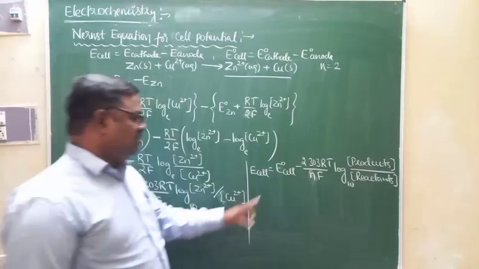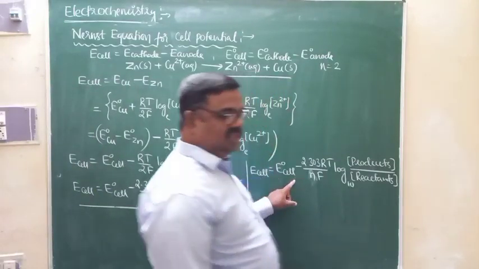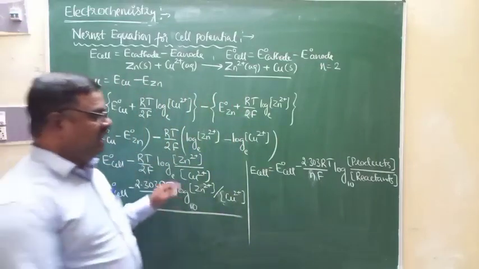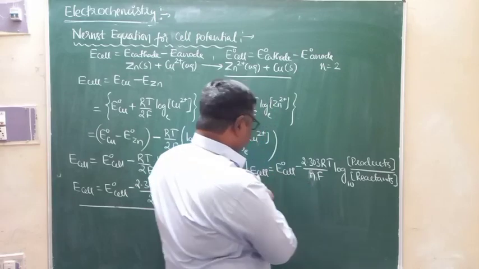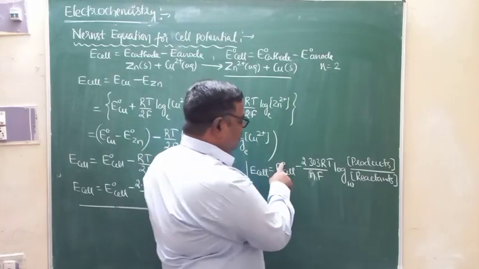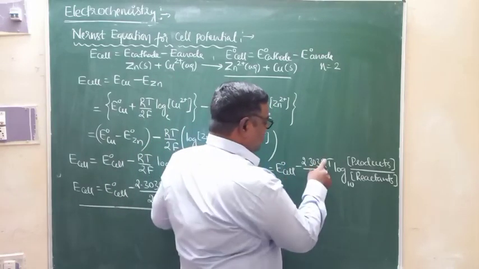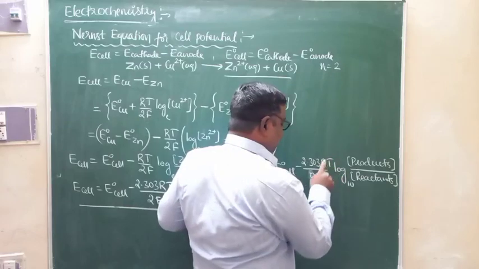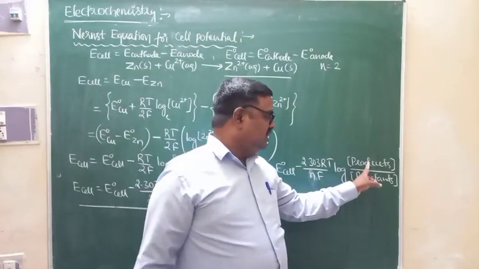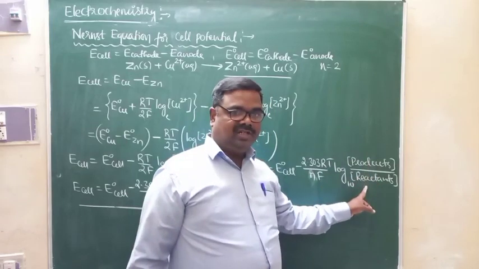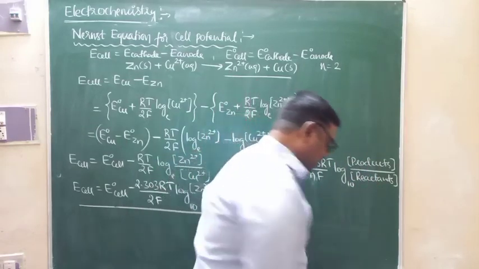Now this is what we call the Nernst equation for a galvanic cell, where N number of electrons will be exchanged between cathode and anode. E of cell is the cell potential, E naught of cell is the standard cell potential, R is the gas constant, T is the temperature, F is Faraday's constant, and of course this is molar concentration of products divided by molar concentration of reactants.